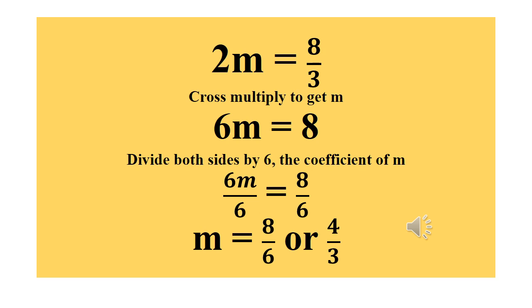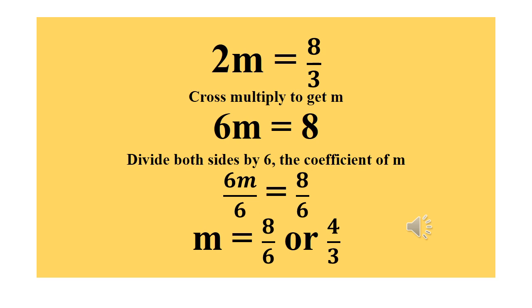So 2m is multiplying 3, while 8 is multiplying 1, the 1 under 2m. 2m over 1 is the same thing as 2m. So we have 2m times 3 is 6m. 8 times 1 is 8. So we have 6m equals 8.